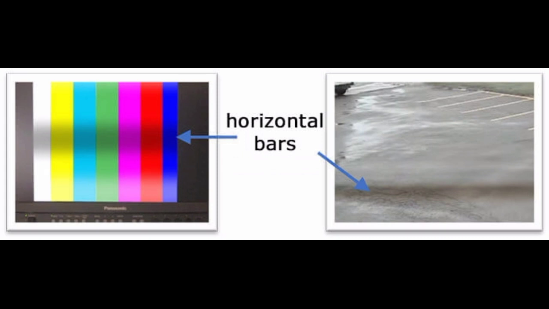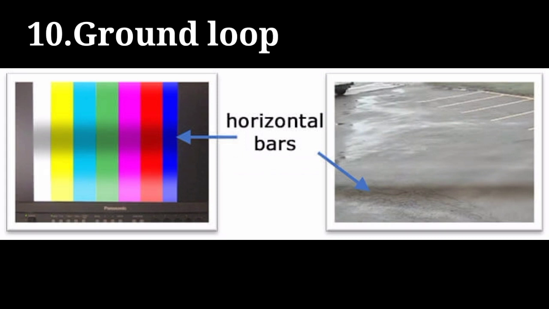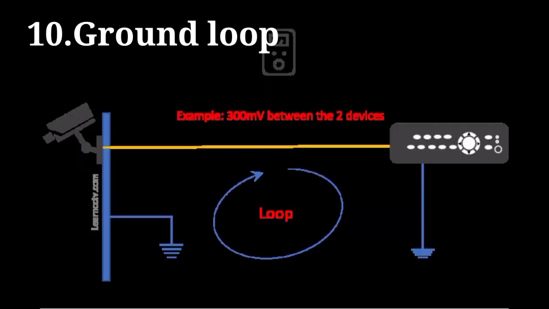Now let us understand, these are the basic problems and solutions. Now let's understand ground loop in detail and how you can solve this problem. We will explain in detail. As I explained earlier, ground loop is a type of interference that generates horizontal bar rolling lines on the screen of your monitor or LED TV.